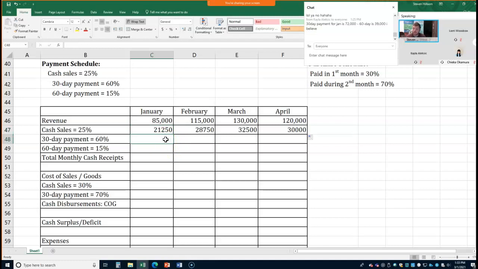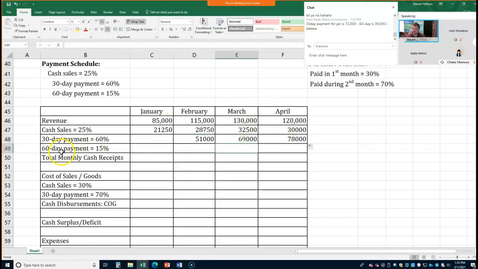Then we have our 30-day payment. So in 30 days, we're going to get 60%. So of the $85,000 in January, we are getting 60% of that, but not till February. So you're going to say 85,000 times 0.60. And again, you should be able to pull this over, and 51,000 should be 60% of 85. 69,000 should be 60% of 115, and 78,000 should be 60% of 130.